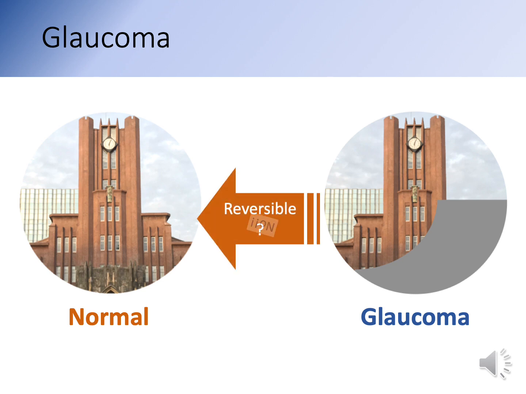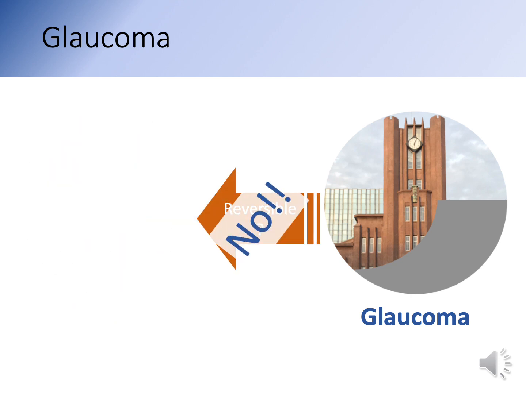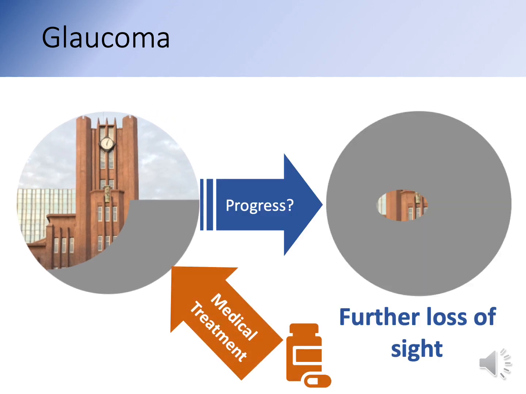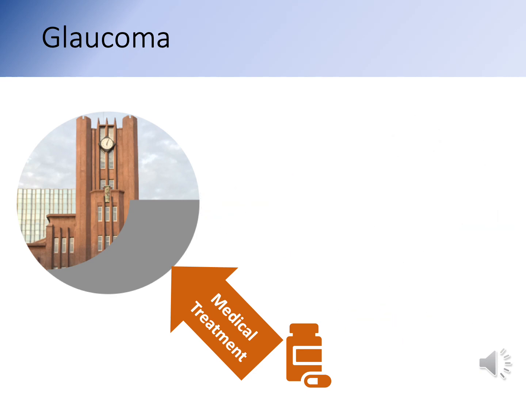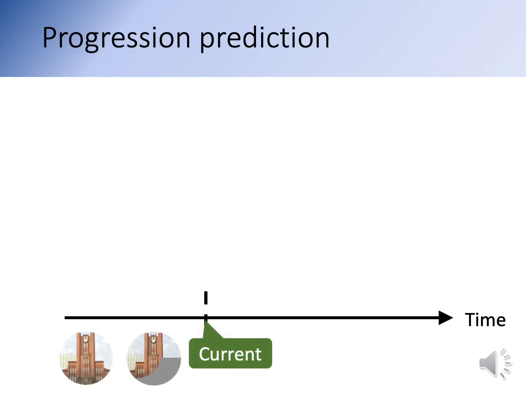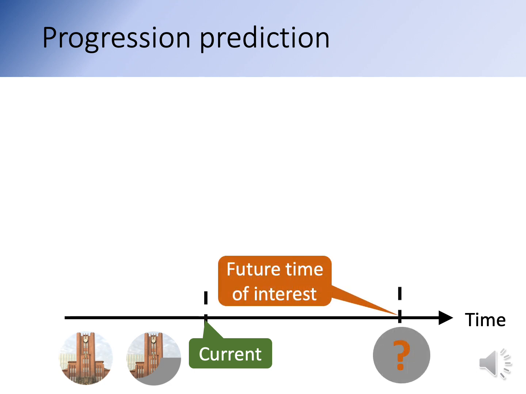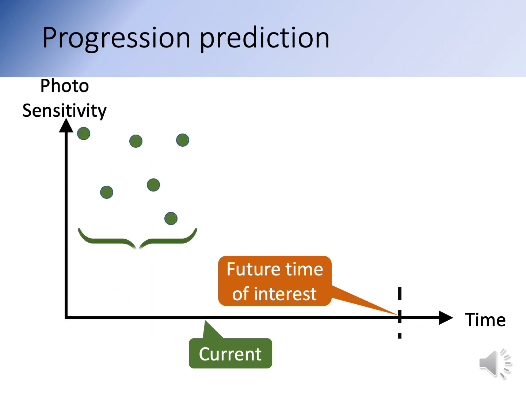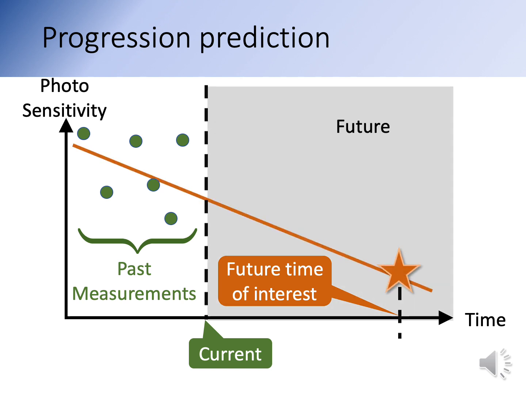Vision lost in a glaucomatous eye cannot be restored. However, medical treatment can slow down the progress of the disease to prevent further loss of sight. To balance risk and benefit from treatment, we need to accurately predict photosensitivity in the future. This task can be formulated as a regression problem using past measurements using perimetry, such as the Humphrey field analyzer, to estimate future photosensitivity.